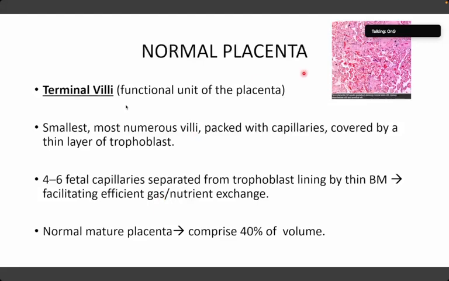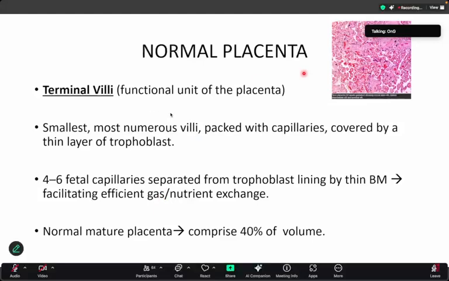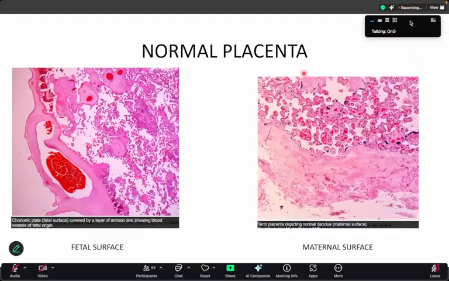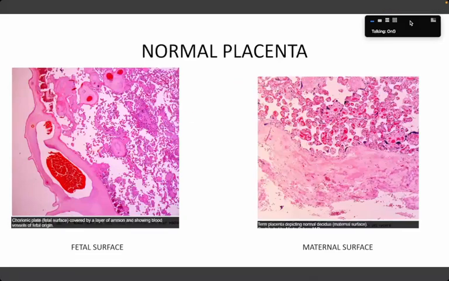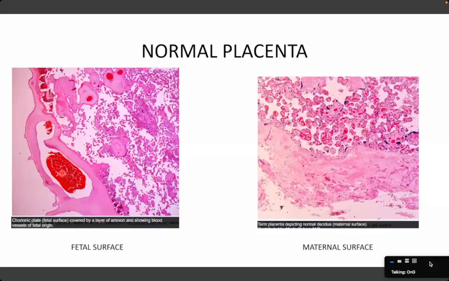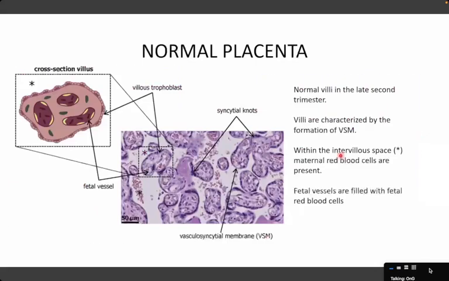And like I said, it comprises approximately 40% of the total volume of the placenta. So we'll take sections from this. This will be the fetal surface. These are the chorionic vessels that we saw earlier, fetal vasculature. These are the stem villi, and then the normal terminal villi, and then this will be the basal plate or the maternal surface. Again, the terminal villi represented.